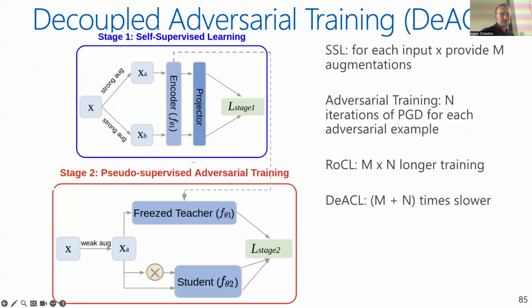And then what was proposed is this DeACL, decoupled adversarial training, and they basically did a kind of two-step approach. So first you train this standard SSL model. So basically you have m times standard learning. You have m augmentations for the given image, and then you train a student model based on the teacher model. So you freeze the teacher, which was trained with the standard model for SSL, and then you train a student model that should first imitate the teacher, and second should also be robust to adversarial examples.